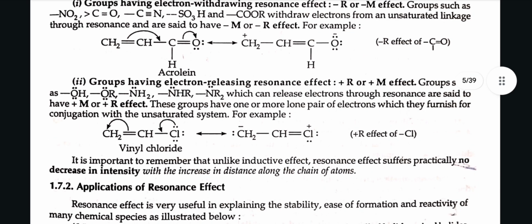Second, groups having electron releasing resonance effect, plus R or plus M effect. Groups such as OH, OR, NH2, NHR and NR2, which can release electrons through resonance, are said to have plus M or plus R effect. These groups have one or more lone pairs of electrons which they furnish for conjugation with the unsaturated system. For example, vinyl chloride.